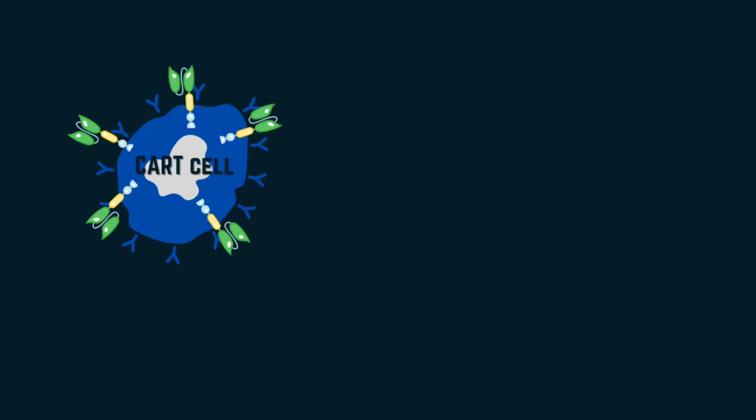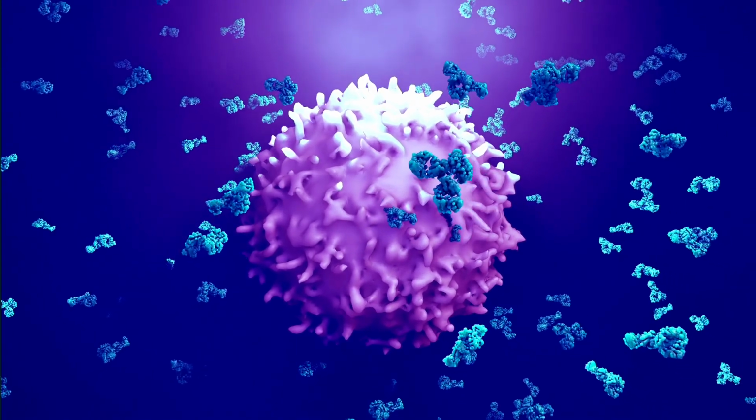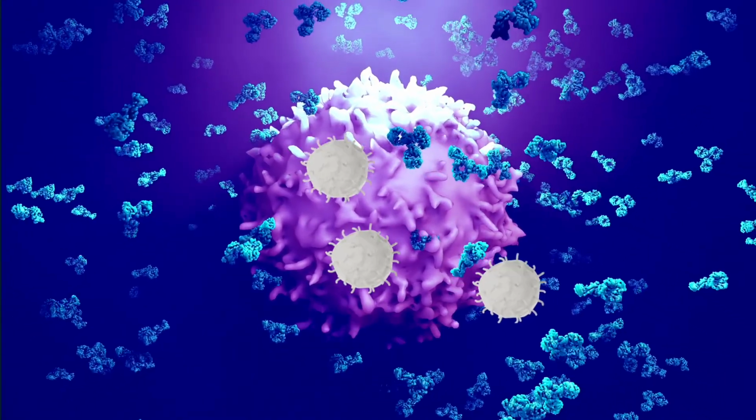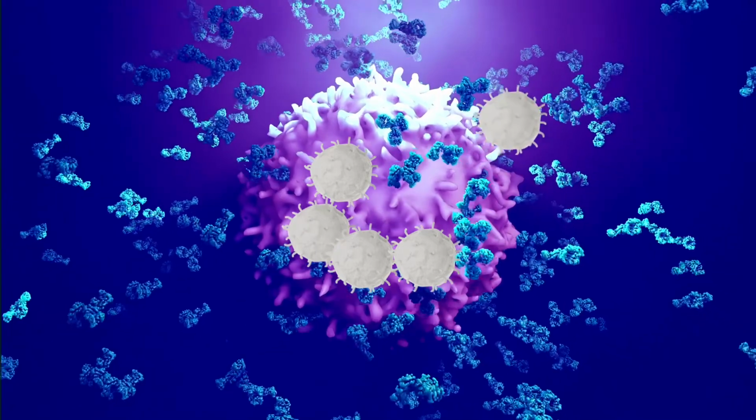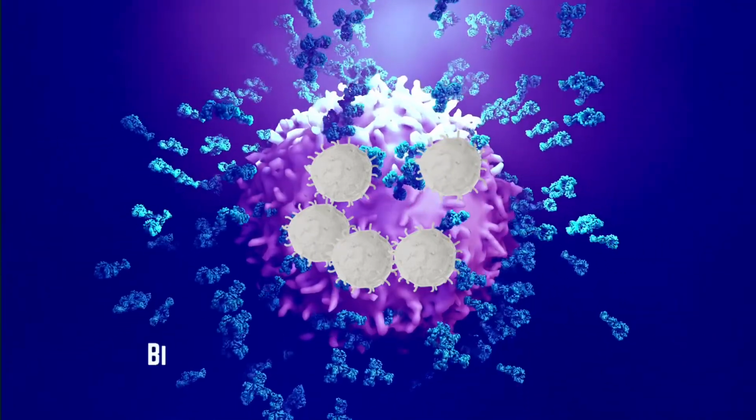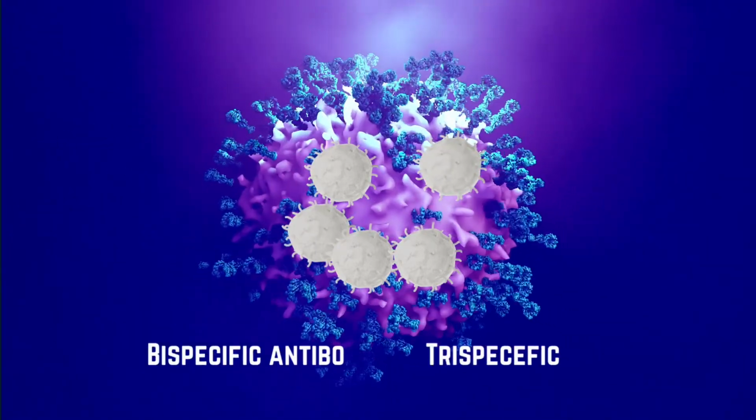In the last video, we explored how we can engineer our immune cells into CAR T cells to fight cancer. But what if, instead of engineering cells, we used antibodies as bridges to connect immune cells to their targeted antigens? That's what we'll explain in this video: bispecific and trispecific antibodies.